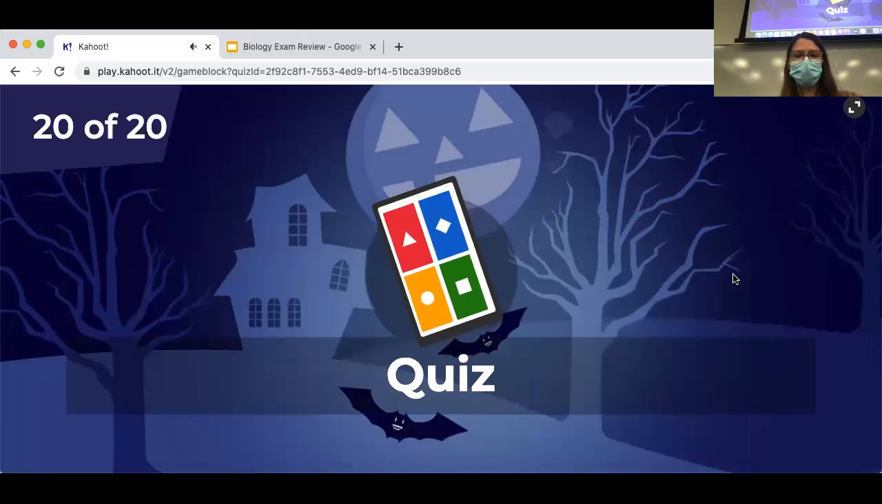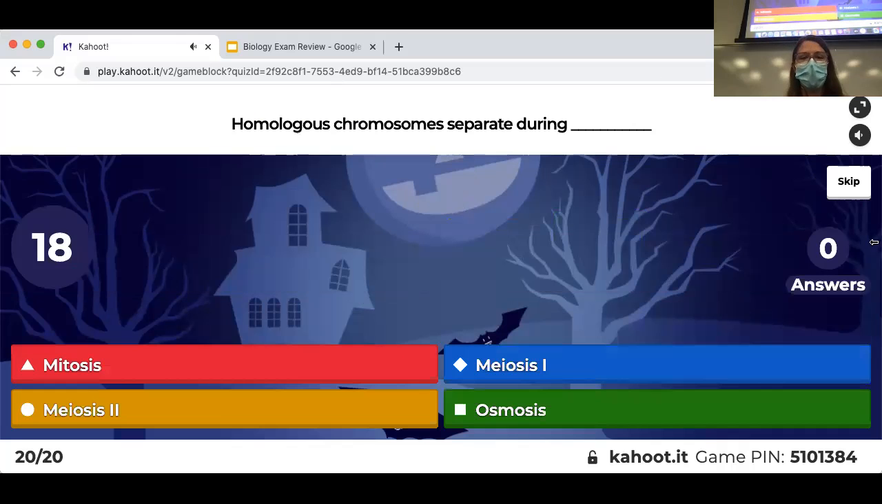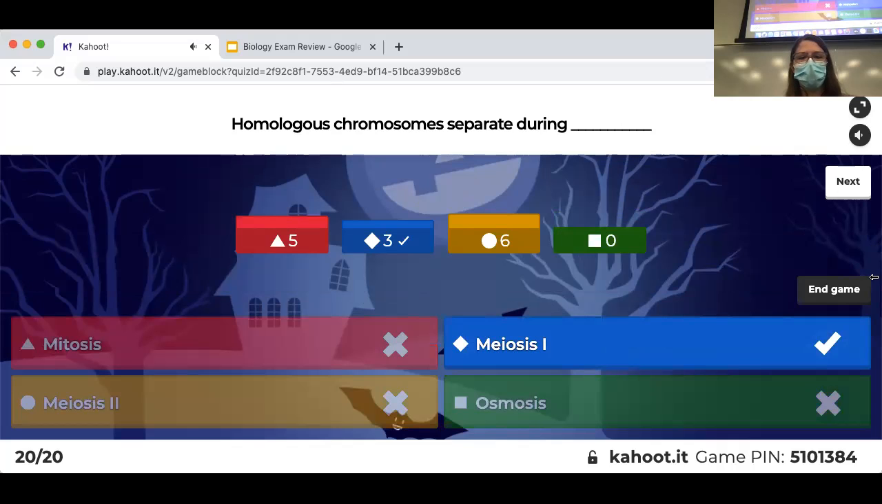And then last question for the Kahoot. Homologous chromosomes separate during what? That's going to be during meiosis one, that very initial.